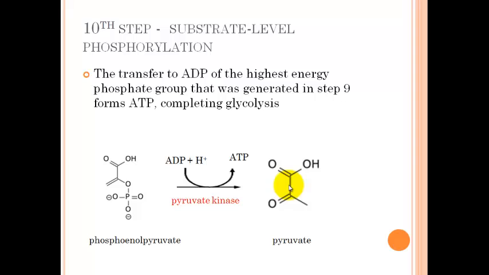So the 7th and the 10th steps are the substrate level phosphorylation reactions, and the 1st, 3rd and the 10th reactions are not reversible. So those are the very important reactions in this glycolysis. So remember these enzymes marked in red.